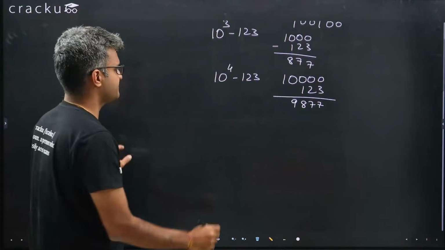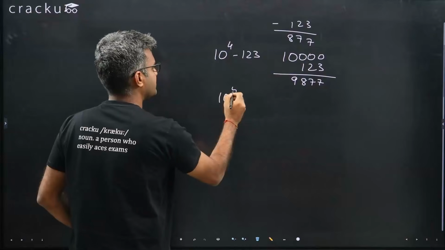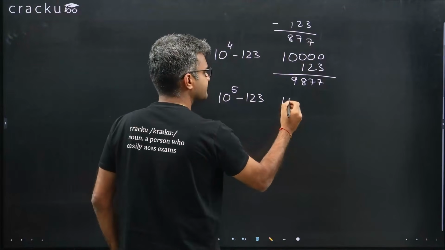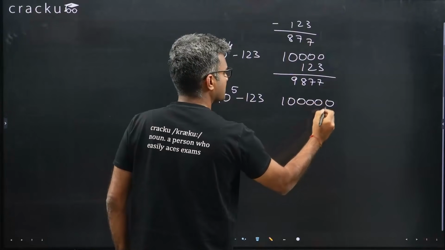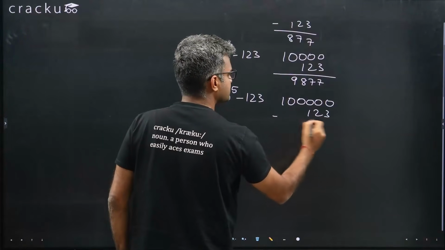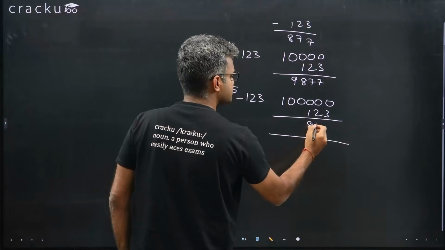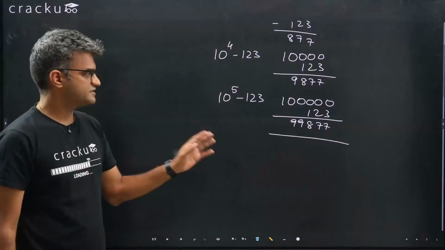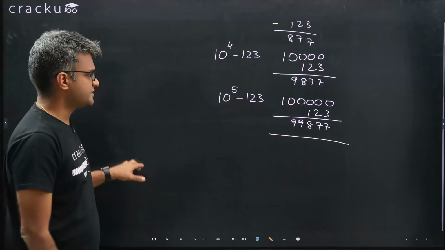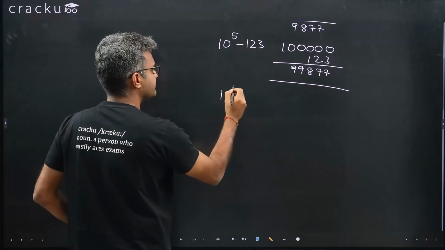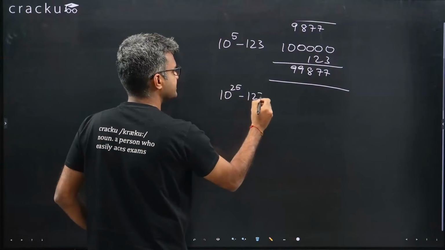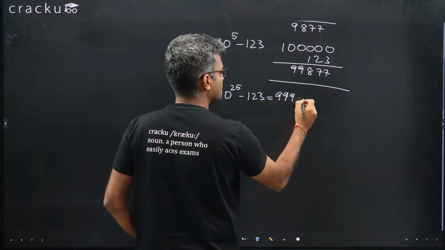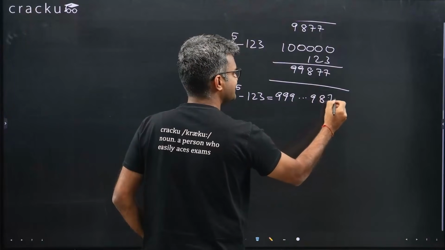How does 10 to the power 5 minus 123 look like? First 10 to the power 5 will be 1 followed by 5 zeros, and from this you subtract 123. This will be 8, 7, 7 and there will be 2 nines. This is 10 to the power 5 minus 123. So now you are seeing a pattern. Similarly, 10 to the power 25 minus 123 will look something like this. You will get 999 dot dot dot 9 followed by 877.